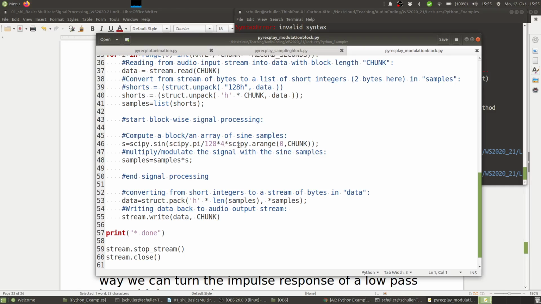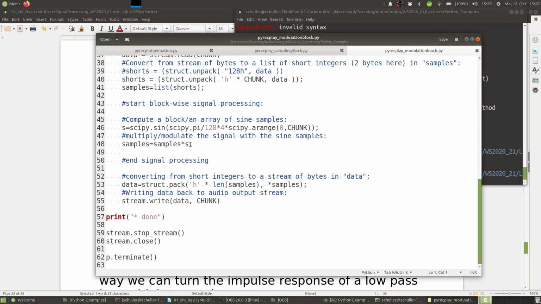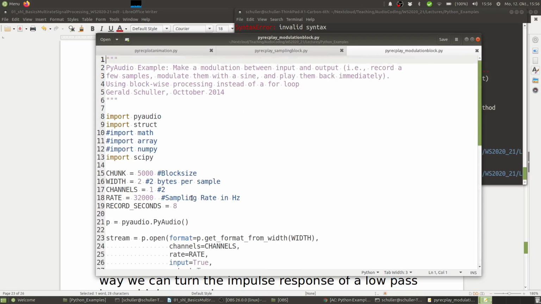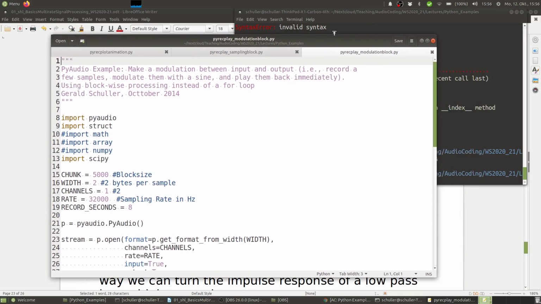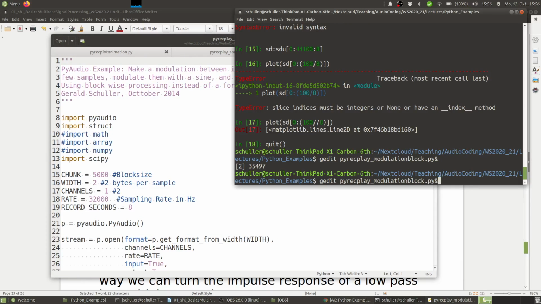128 times 4. Yeah, so basically the frequency is pi divided by 4 times 128. So some low frequency. And then we multiply it here with the samples and then write it back to the sound device. And again, here rather high block size because I want to get some delay to avoid feedback. So now when I try it, you should hear a frequency shift in my voice. So let's try Python 3.